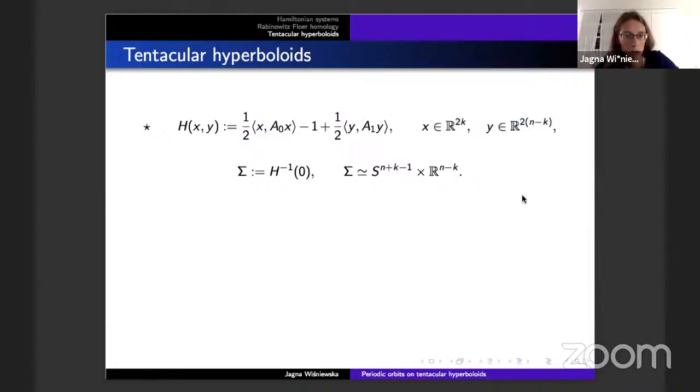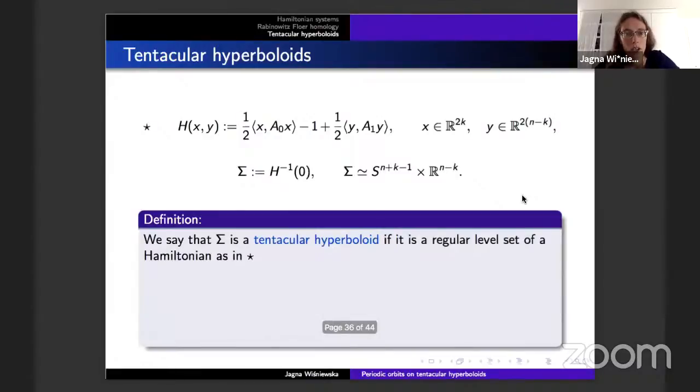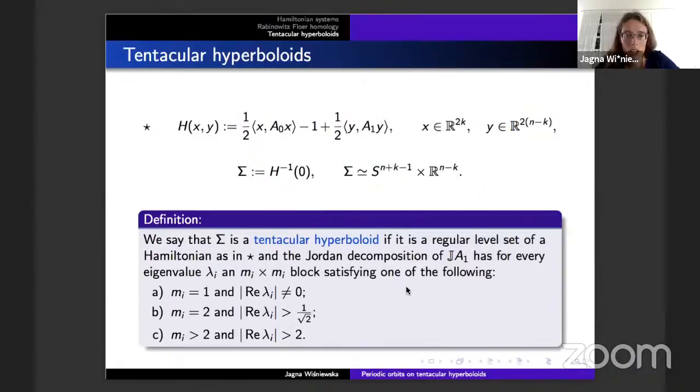So, which of those are actually tentacular? Having such a sigma in mind, it is tentacular if it's a regular level set of a Hamiltonian as here above, with additional conditions on the eigenvalues and the Jordan decomposition of this matrix, J A1, so the A1 times the standard complex structure. We want certain relations to be satisfied between the eigenvalues and the dimensions of the corresponding blocks in the decompositions, which are listed here.